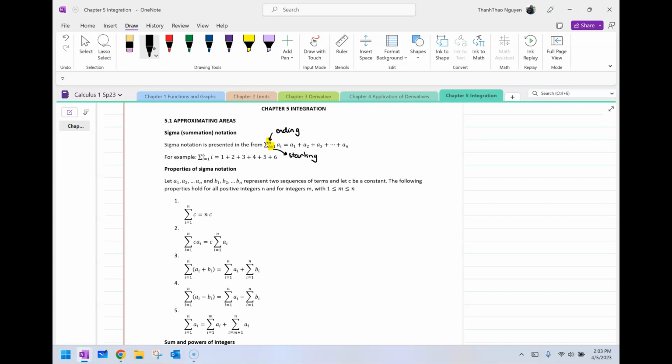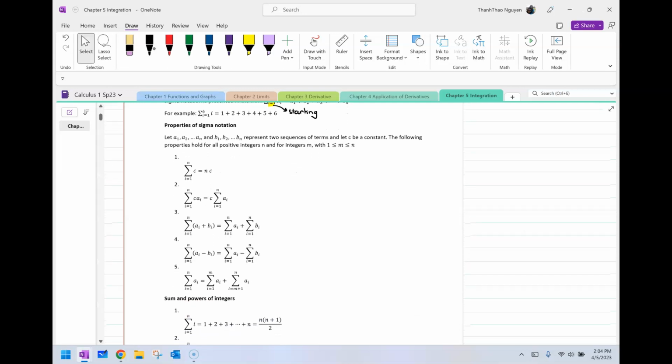So the summation of a sub i, starting from i equals 1 to n, is equal to the sum of a sub 1 plus a sub 2 plus a sub 3, all the way to a sub n. So for example, if I want the summation of i from 1 to 6, then I'm looking at 1, 2, 3, 4, 5, 6, right?